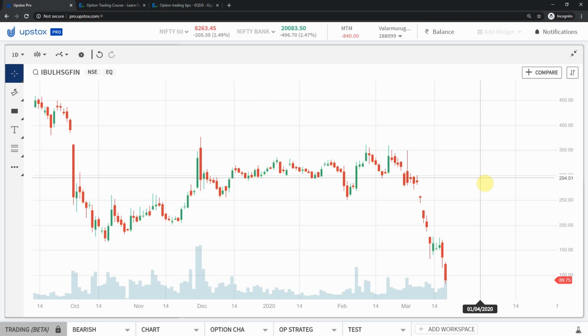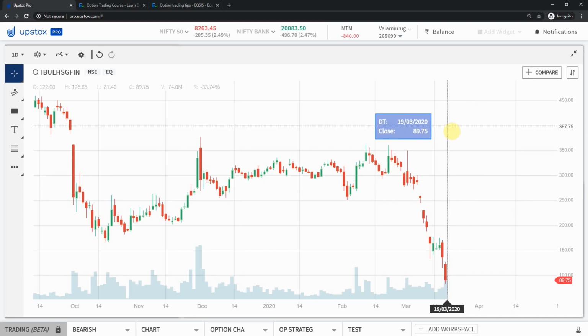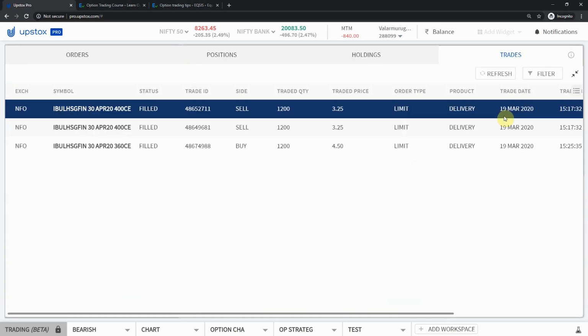But I don't recommend blindly writing the 350 call option because volatility is high and we have a good number of days to go. So what I recommend is to write the 400 call option. But writing the 400 call option still carries the same sort of risk. So what we did today is what I'm going to share with you. Let me take this trade.